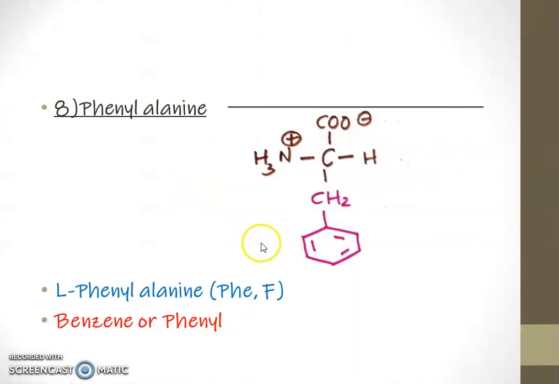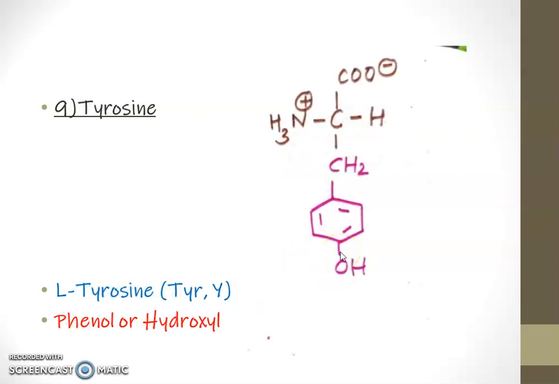The eighth is phenylalanine. It is an aromatic amino acid, right? Here the three-letter abbreviation is PHE, whereas one-letter symbol is F, and the group is phenyl or the benzene group. The ninth is tyrosine. Here we can say it is a phenol group present or a hydroxyl group is present. TYR, and look, the one-letter symbol is different from the first letter of the amino acid, right? So it is Y, where this is T.